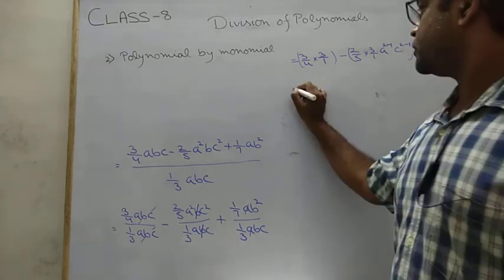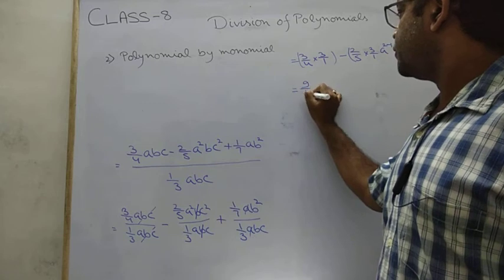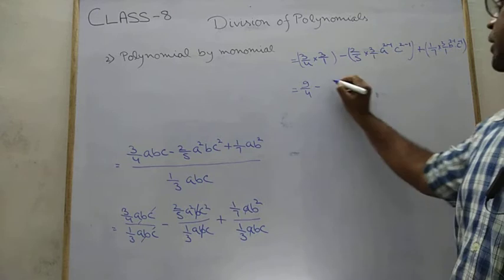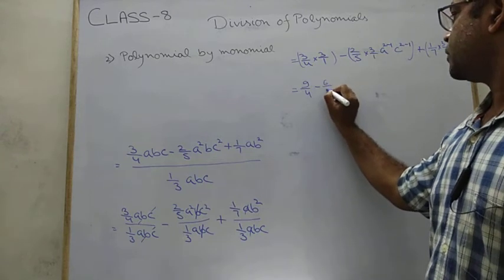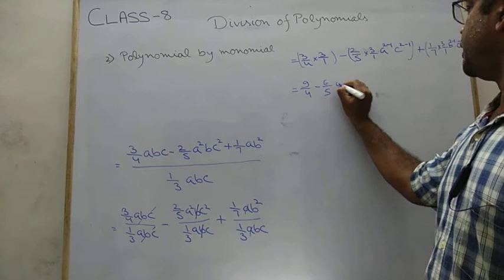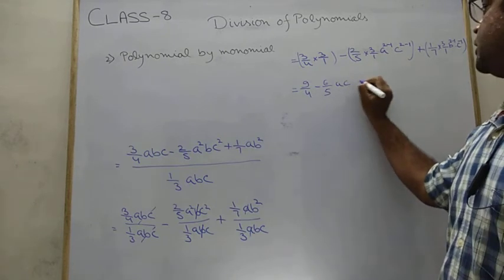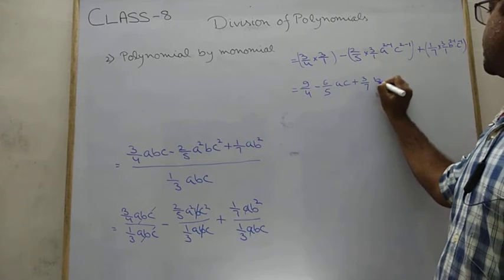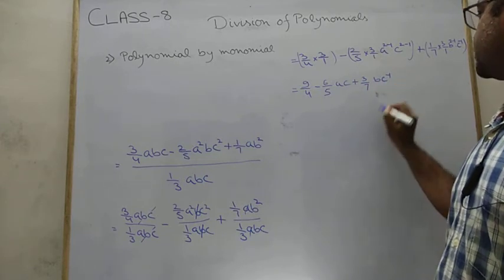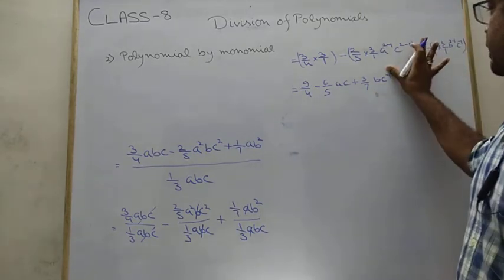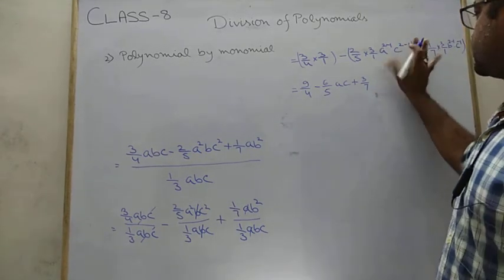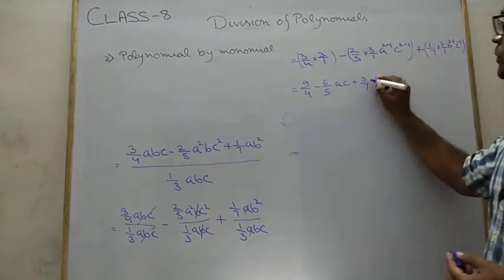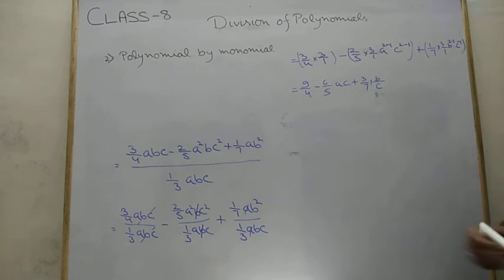After that, what do we write? We can write 9 upon 4. There is no variable, they cancel. So we can say here we have 6 upon 5, a to the power 2 minus 1 and c, plus 3 upon 7 b c to the power minus 1, or we can write this as b upon c. Both are right formats. This is your solution.